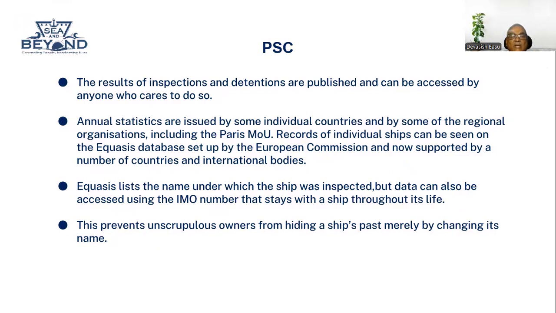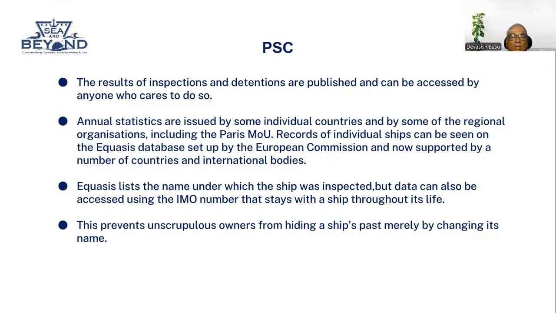The results of inspections and detentions are published. When PSC inspect the vessel, they give their observations. There could be something serious in which the PSC may detain your vessel and ensure that whatever is observed has been made good before giving clearance to sail out. Annual statistics are issued by some individual countries and by some of the regional organizations, including the Paris MOU. Records of individual ships can be seen on the EQUASIS database, set up by the European Commission and now supported by a number of countries and international bodies.